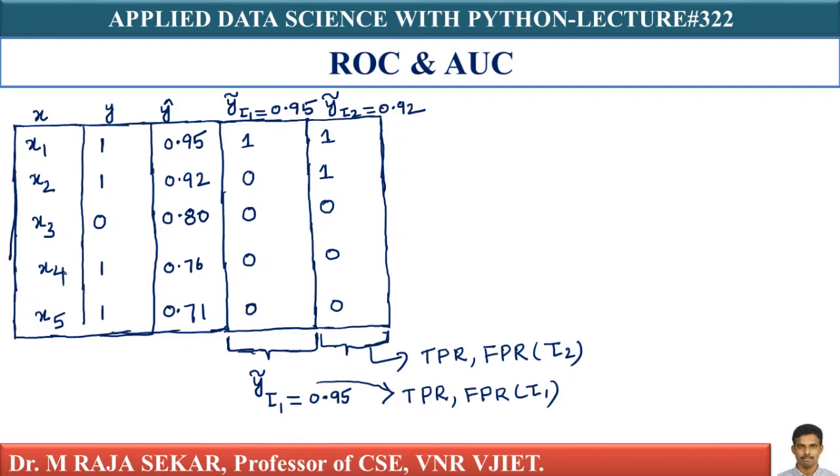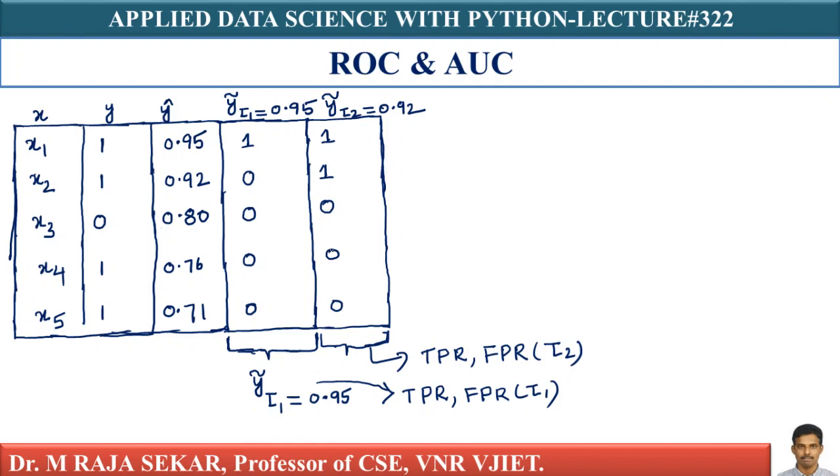If I take my first value, tau 1, for every value I will get some class label, 1 or 0. For every class label, if I have 1s and 0s, we can compute TPR and FPR. To compute TPR and FPR, what do I need? I basically need class labels. I don't require probability scores.